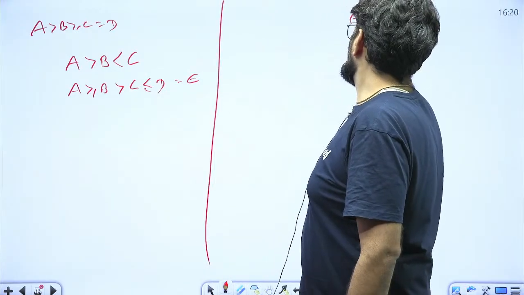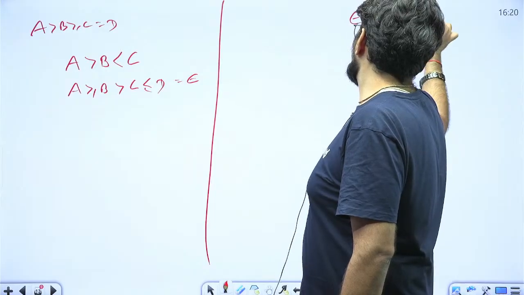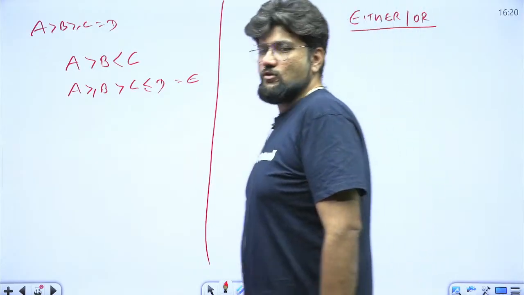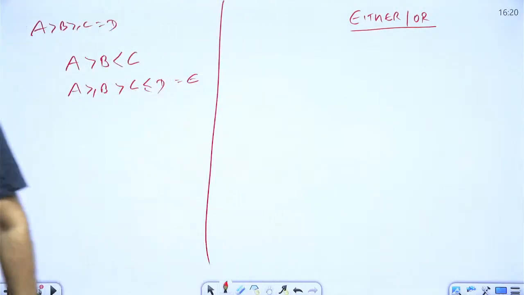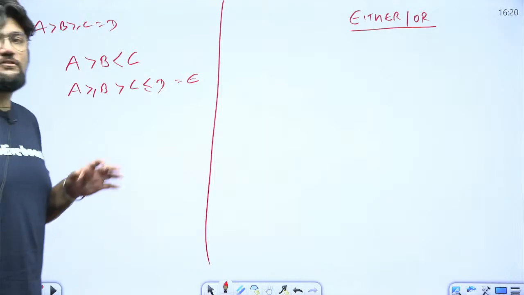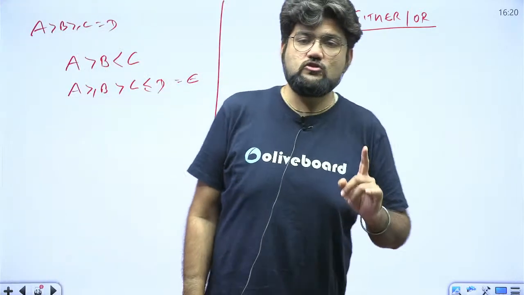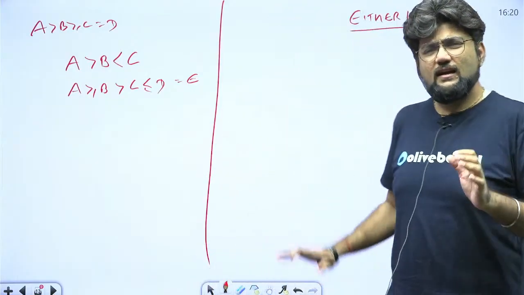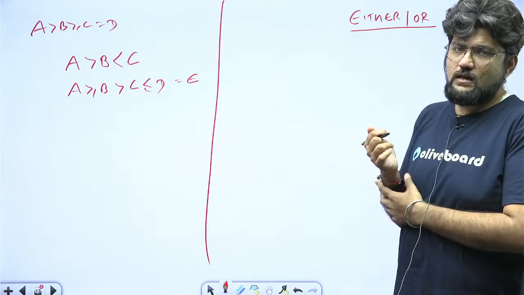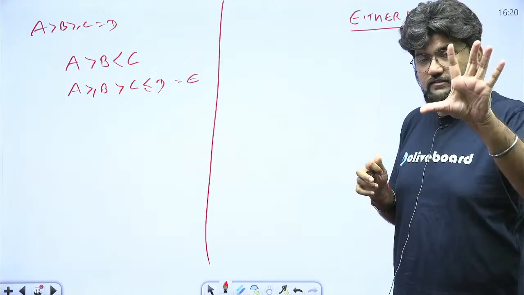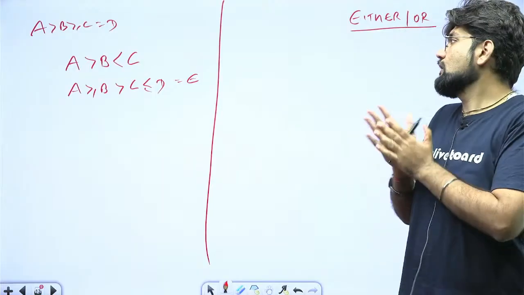The either or case. Now understand very carefully. I have already taught syllogism to all of you in the past. Now in syllogism also we had gone through either or case. It is somewhat similar here. Understand very carefully, listen very carefully to what I am going to say now.